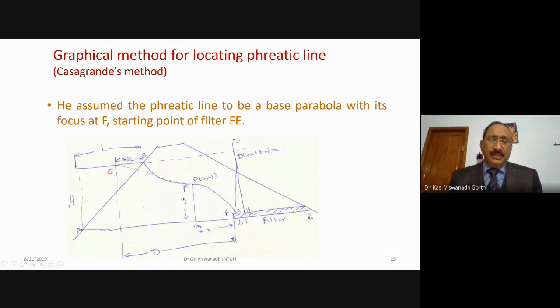Further, what else is given on this seepage line or base parabola? Any point P that you take has ordinates Pxy, where X is the distance measured horizontally from the focus F, and Y is the vertical distance. So with F as the focus, C is the point at a distance of 0.3 L measured from point B on a line which is the horizontal projection of the slope AB.